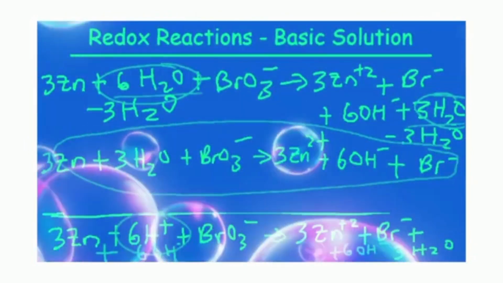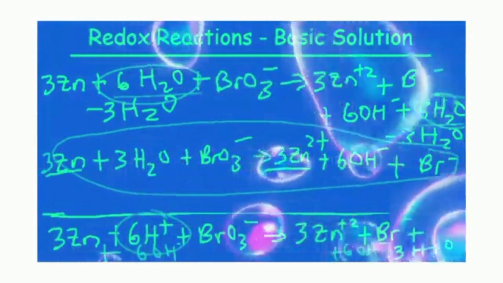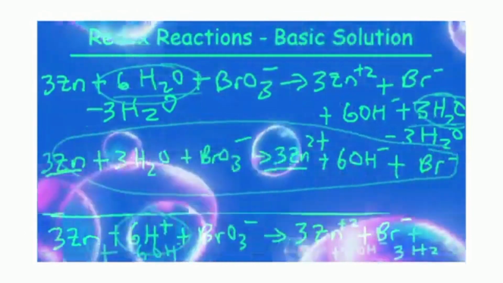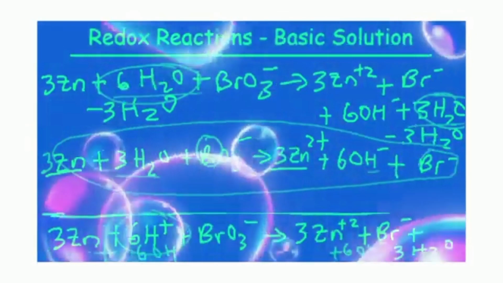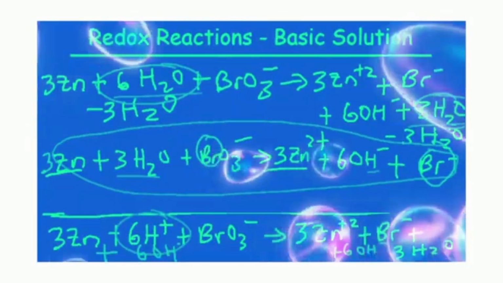If you notice, we have 3 zinc atoms on both sides. We have 6 hydrogen atoms, 1 bromine atom, and notice that we have a total of 6 oxygen atoms.